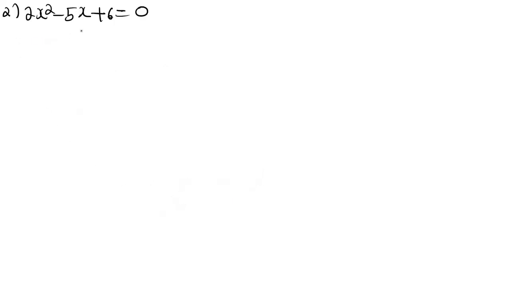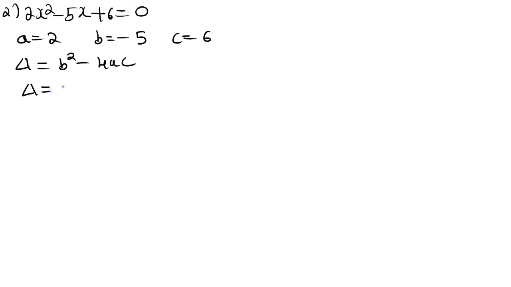Second question, 2x square minus 5x plus 6 equal to 0. Here a value is equal to 2, b value is equal to minus 5, c value equal to 6. Discriminant delta equal to b square minus 4ac. Delta is equal to b square, minus 5 square, minus 4 into a value is 2 into c value is 6. Delta value is equal to minus 5 square, that is plus 25, minus 4 twos are 8, 8 into 6 is there. Calculate that one, you will get 8 sixes are 48.